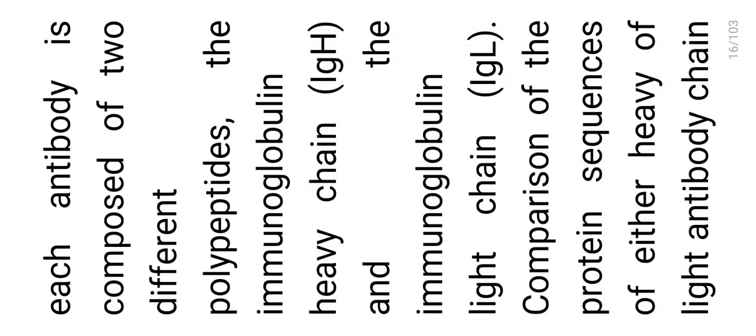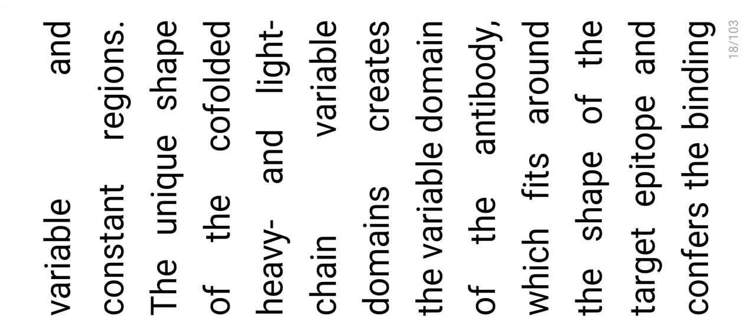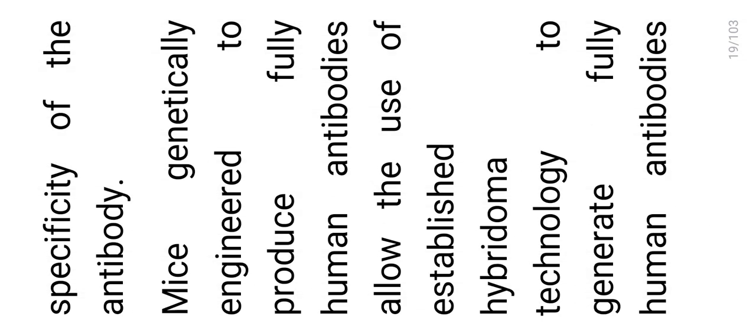In most mammals, each antibody is composed of two different polypeptides, the immunoglobulin heavy chain, IgH, and the immunoglobulin light chain, IgL. Comparison of the protein sequence of either heavy or light antibody chain reveals a portion that typically varies from one antibody to the next, the variable region, and a portion that is conserved, the constant region. A heavy and a light chain are folded together in an antibody to align their respective variable and constant regions. The unique shape of the co-folded heavy and light chain variable domains creates the variable domain of the antibody, which fits around the shape of a target epitope and confers the binding specificity of the antibody.